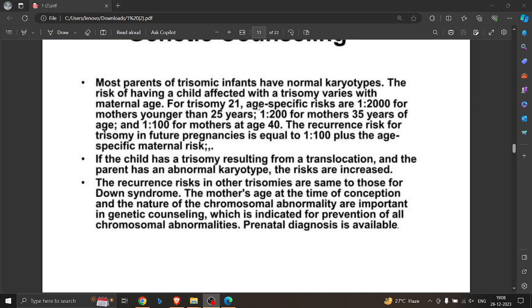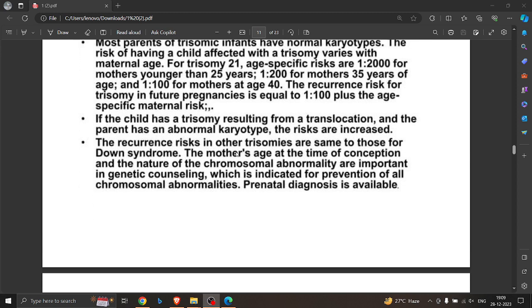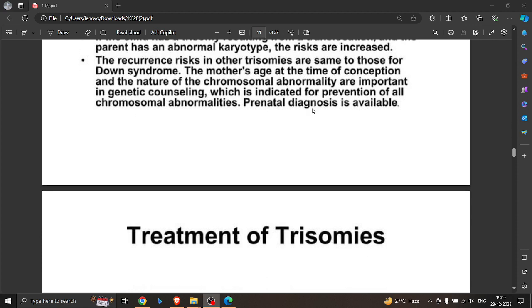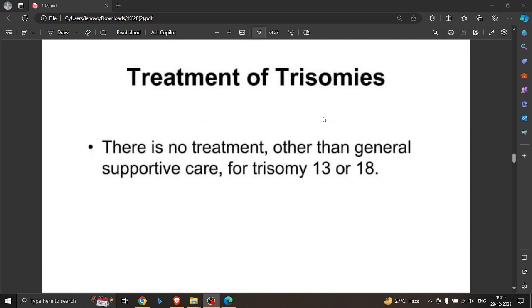So for trisomy 21, age-specific risks are like 1 in 2000 for mothers younger than 25 years, 1 in 200 for mothers 35 years of age, and 1 in 100 for mothers at the age of 40. So these are the factors. The recurrence risk for trisomy in future pregnancy is equal to 1 in 100 plus the age-specific maternal risk. These can be considered. Also, if the child has trisomy resulting from translocation and the parents have an abnormal karyotype, the risks are increased. As for treatment of these trisomies, there is no treatment other than general supportive care.